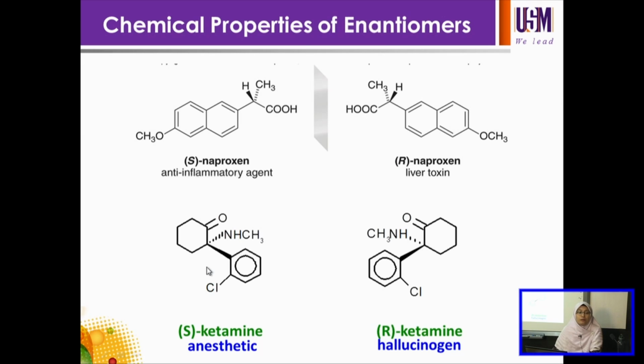Another example here is ketamine. Ketamine, we have one mirror image to another. One of its enantiomers is an anesthetic, while the second mirror image is a hallucinogen. So it can cause you to hallucinate. So it is very dangerous to you.